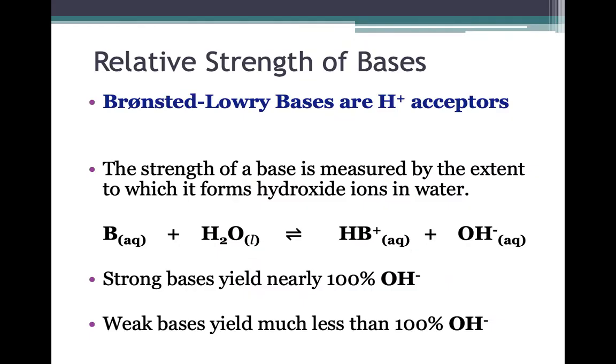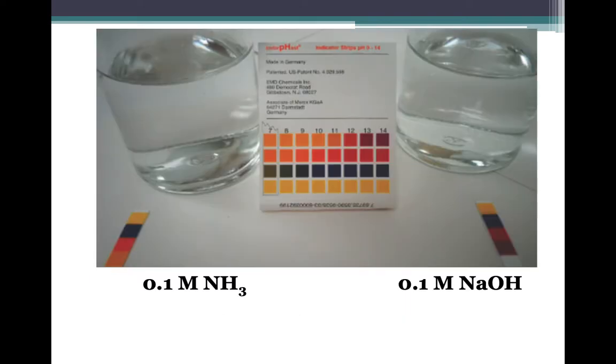Bases are the same way. They do a different reaction, however. They either donate a hydroxide directly or they take a hydrogen from water and create HB+ and OH-. Strong bases would again give us 100% of the hydroxide ions in solution, whereas weak bases give us much less than that. So here we have ammonia.